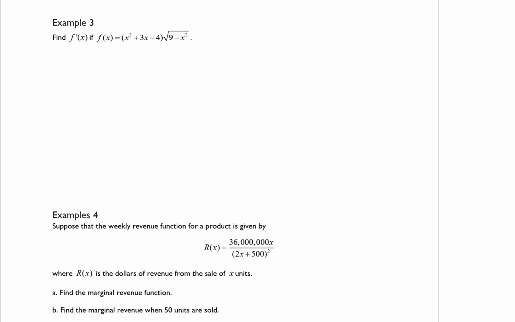Example 3 says, find f prime of x if f of x equals the quantity x squared plus 3x minus 4 times the square root of 9 minus x squared. For this one, we're going to need to use the product rule. So we have first times the derivative of the second.